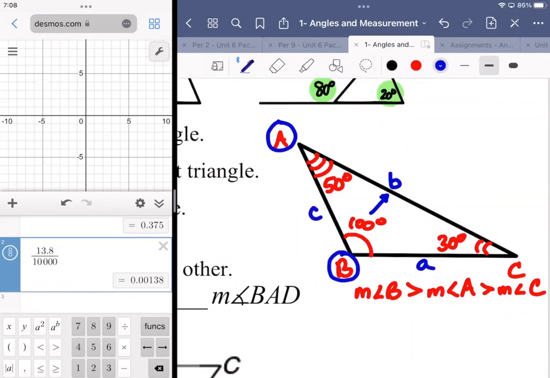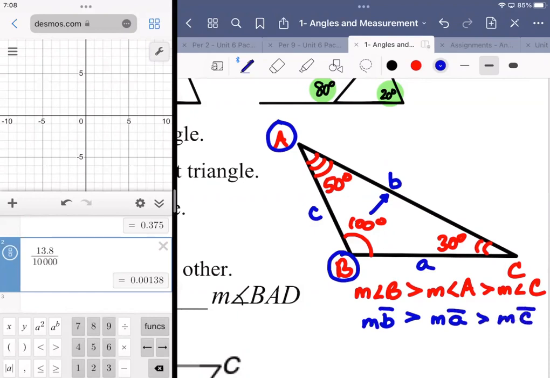All right. So what this is telling me is that the measure of side B is going to be greater than the measure of side A, which in turn will be greater than the measure of side C.